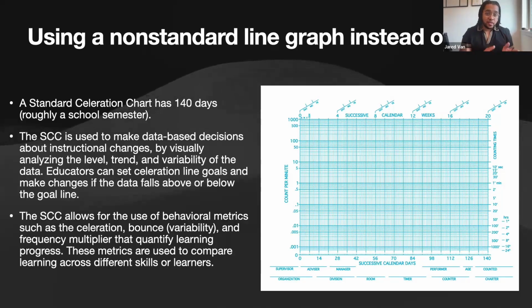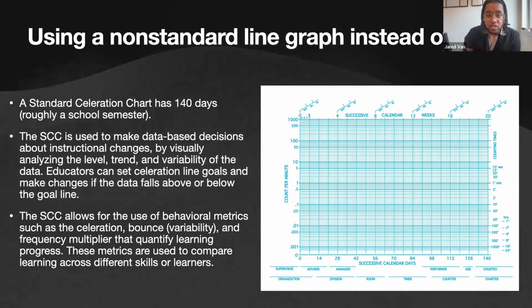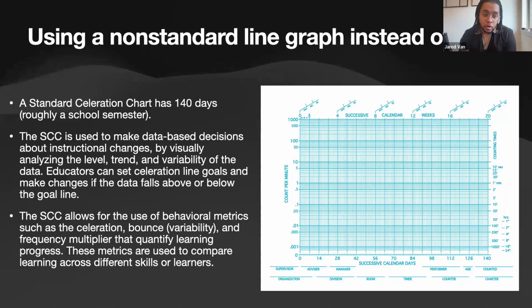Standard acceleration charts have 140 days on them, which is roughly a school semester, and the x-axis was accommodated for 140 successive calendar days, which at the time of its creation was about the equivalence of one school semester. Thus, both frequent and infrequent behaviors could be plotted on the same graph and displayed for an entire semester. It's used to make data-based decisions about instructional changes by visually analyzing the level, trend, and variability of the data. Educators can set acceleration line goals and make changes if data fall above or below the line goal.